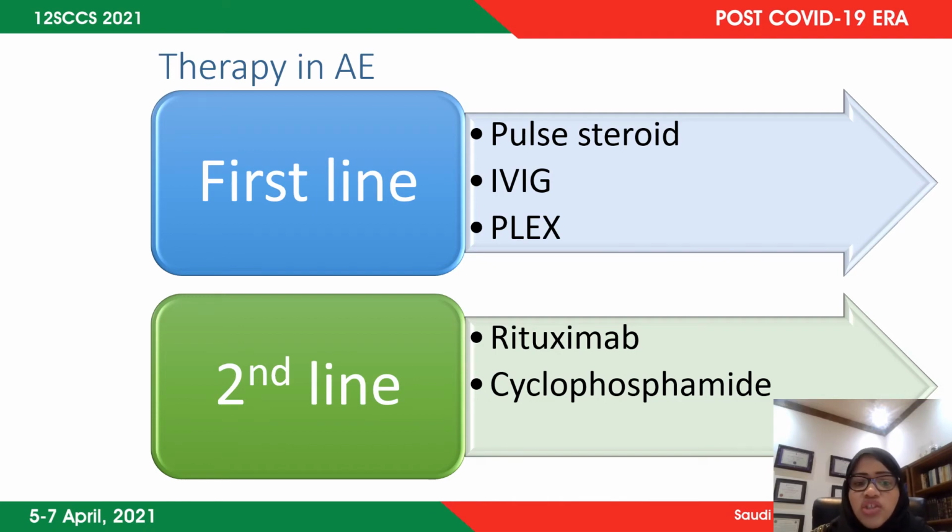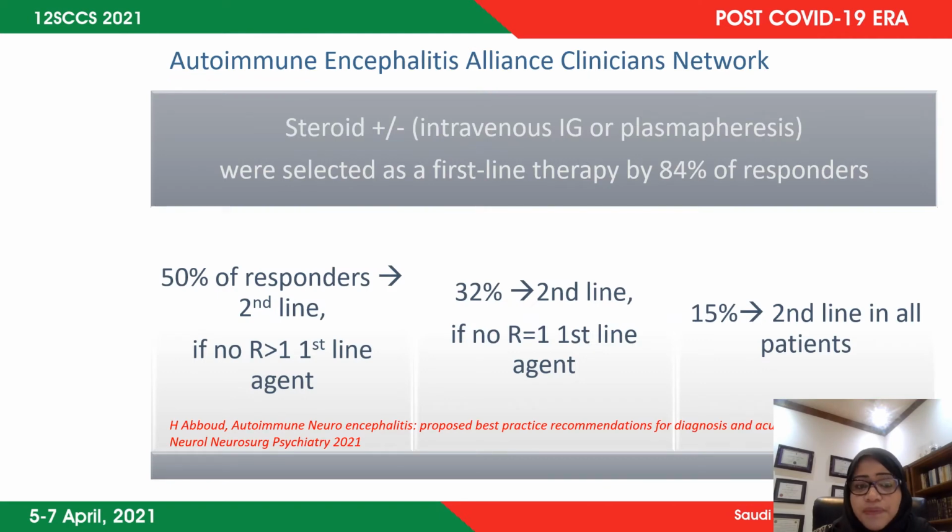And plasma exchange as well is considered one of the first-line therapies. Second-line therapy, we're talking about rituximab and cyclophosphamide. Due to the lack of guidelines, there is a group, the Autoimmune Encephalitis Alliance Clinician Network. This is a group of neurologists, neuroimmunologists, and psychiatrists, and there are more than 68 physicians in this group from 17 countries.